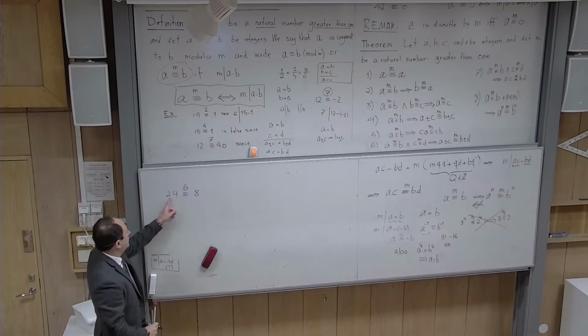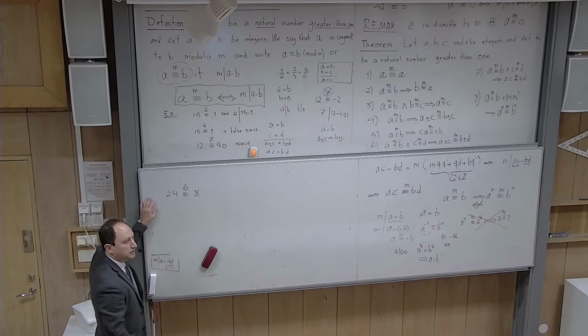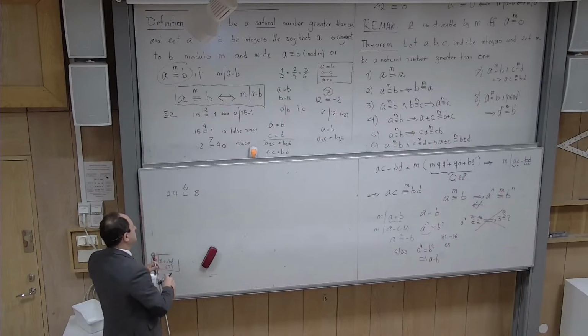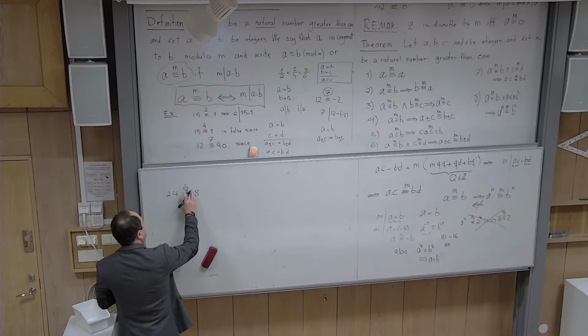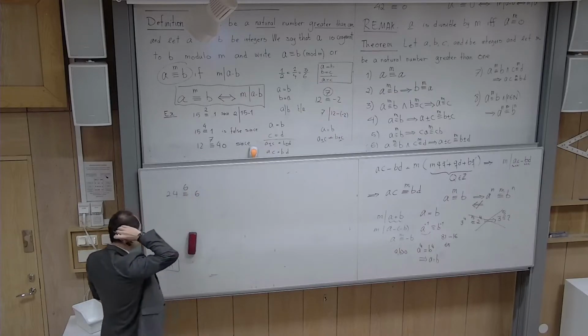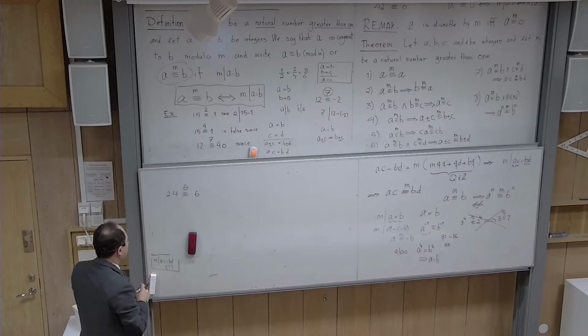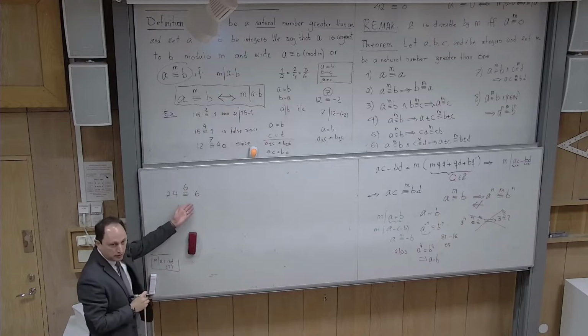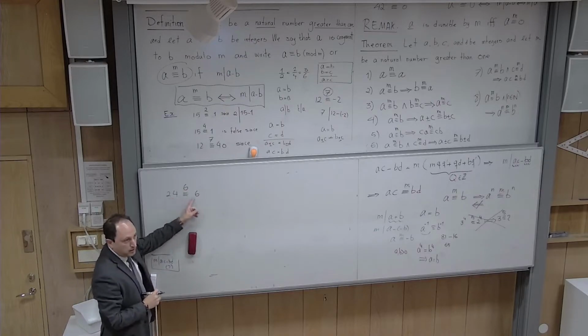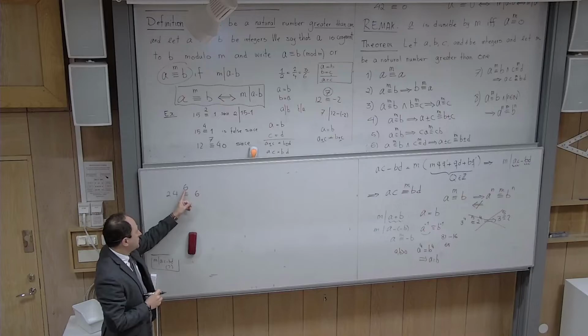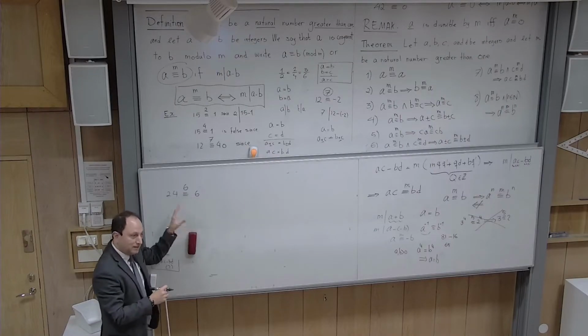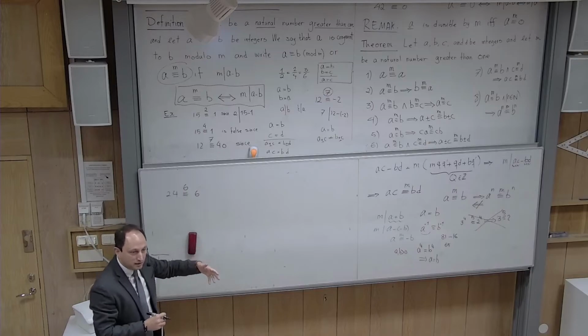Because 24, what is 24 minus 8? Oh, it is 16. So let me make it 6. This is now correct. Do you agree? Yes, this is correct, because 24 minus 6 is 18, and 18 is divisible by 6. Now, I can divide the left-hand side by 6, and I can divide the right-hand side by 6, and still the left-hand side and the right-hand side remain both integers, yes?